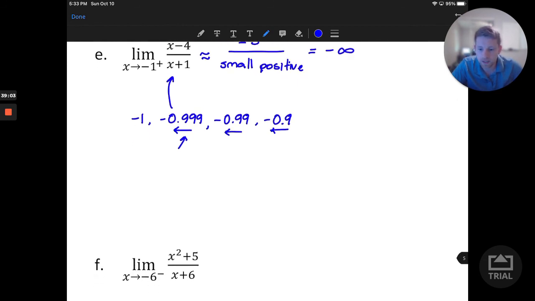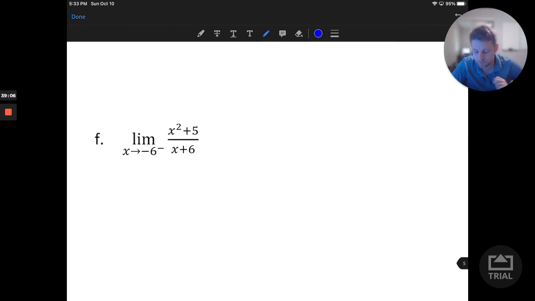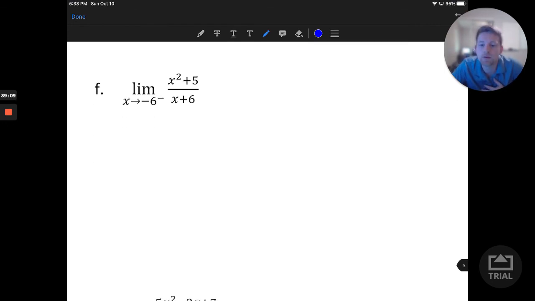Let's take a look at part F here for a second example. If I consider the limit as x goes to -6 from the negative end, again, if I consider approaching -6 from the left, what I'm really going to be evaluating this function at is values such as -6.1, -6.01, and so on as I get closer and closer to this value -6.